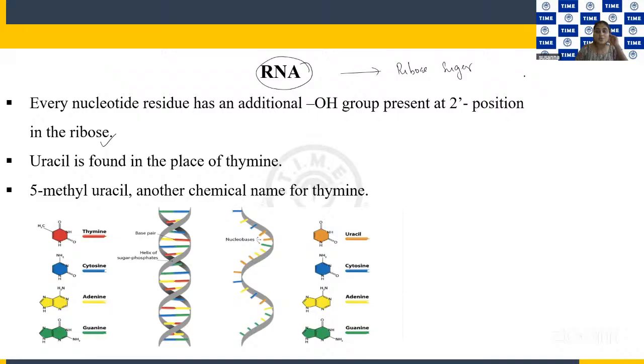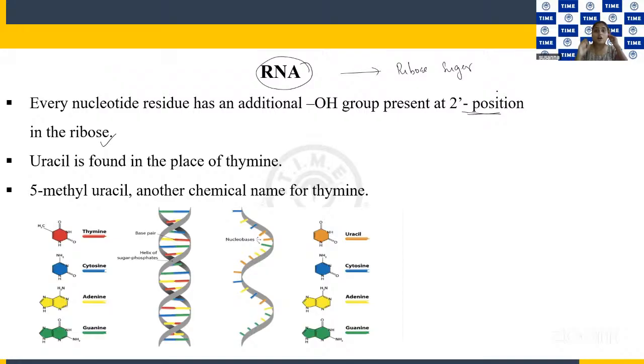So how is that sugar different? The sugar is different in just one position, the second position. In the case of RNA, when you look at the pentose ring, at the second position there is an OH group. But in DNA, in deoxyribose sugar, there is no OH group at the second position. So that is the only difference, not the OH group, just the oxygen part.